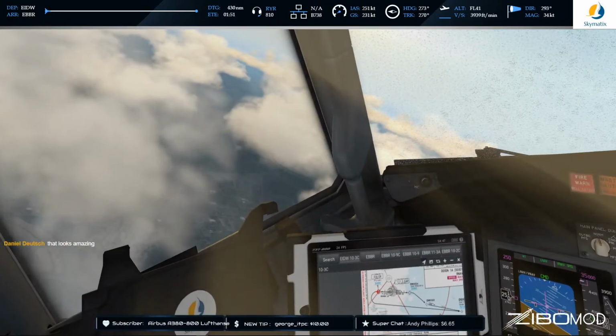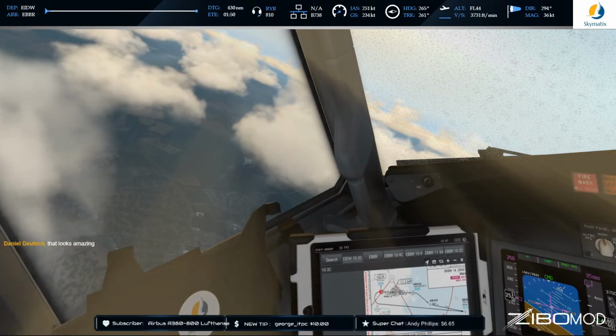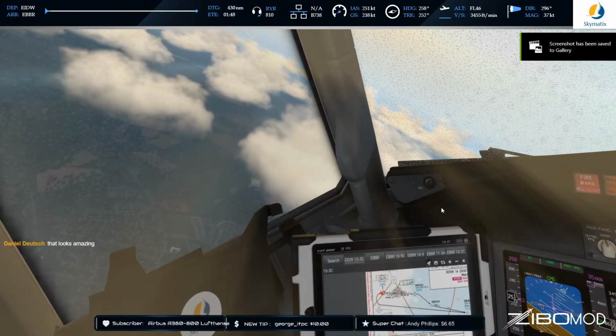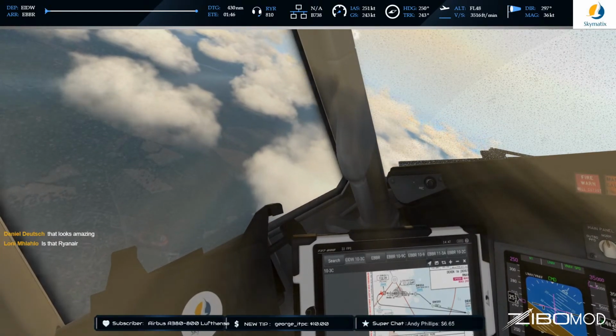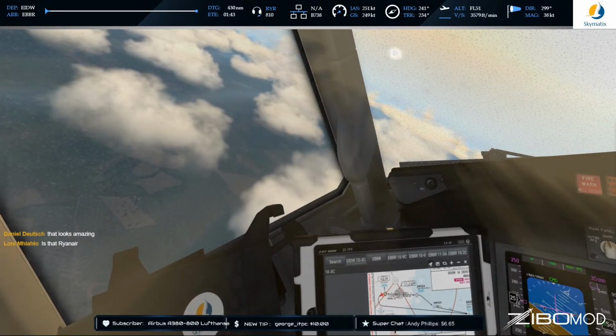Approaching transition. Yes, we're flying Ryanair. Transition altitude.